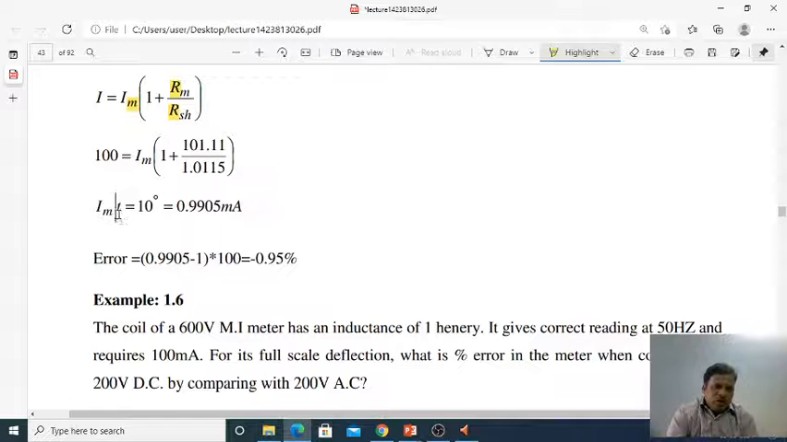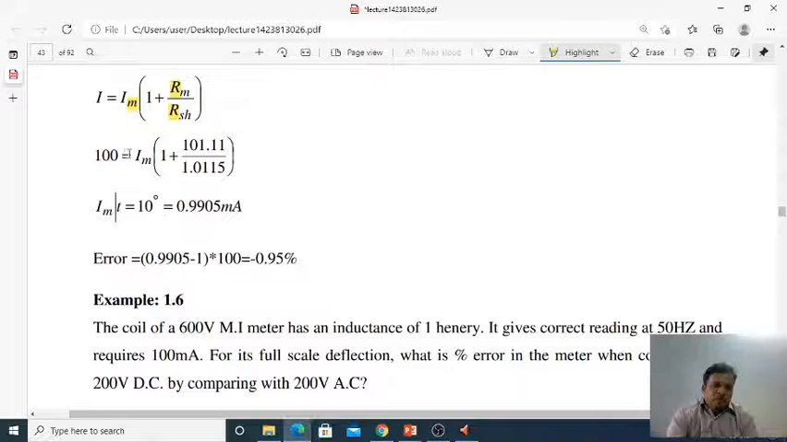Why? Because 1 is the actual meter reading, and here we are getting 0.9905 milliamperes when heating at 10 degrees centigrade. So the error is minus 0.95%. So students, problems like these can be asked in the exam, where some problems will be asked for measurement, some for extension of meters, and some for error calculation.